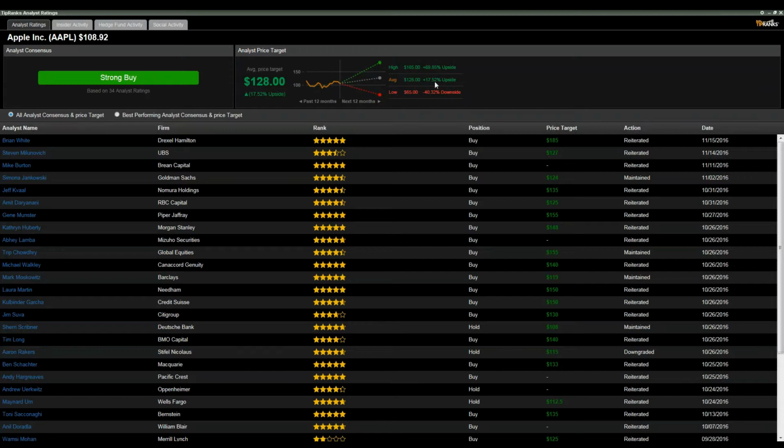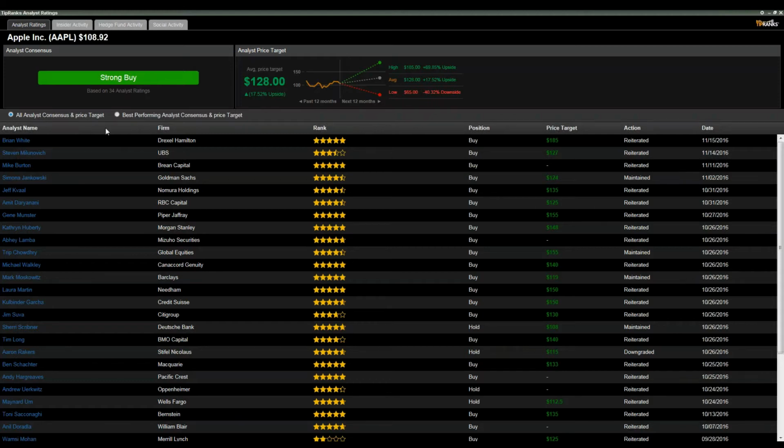Below, you will see an area that shows you basically all the analysts that are covering the stock. On the left, the names of them, the firms they are from, their ranking position, price target, action, and the date the rating was issued. Between the consensus and the list of analysts, you will see two radio buttons, one that says all analysts consensus and price target, and another one that says best performing analyst consensus and price target.